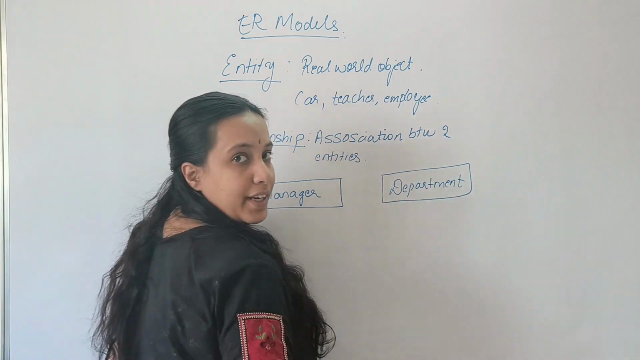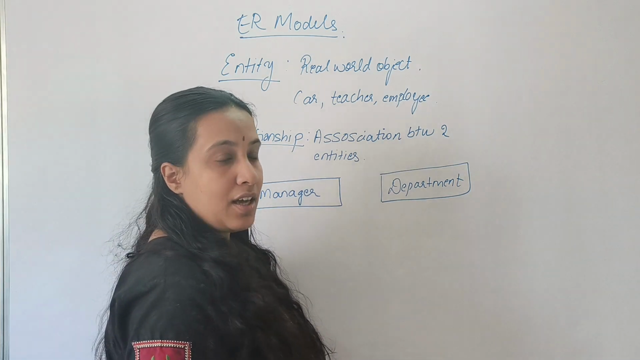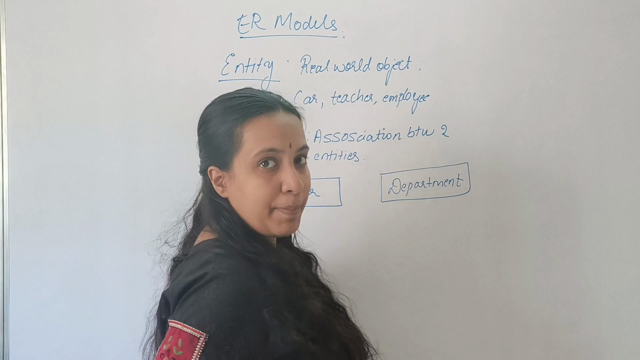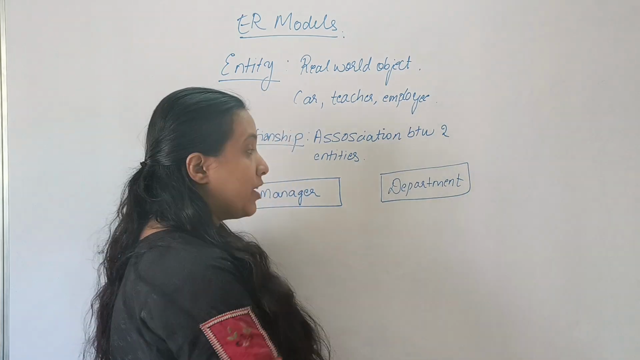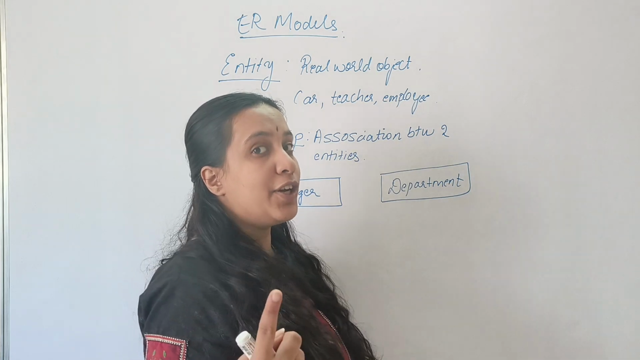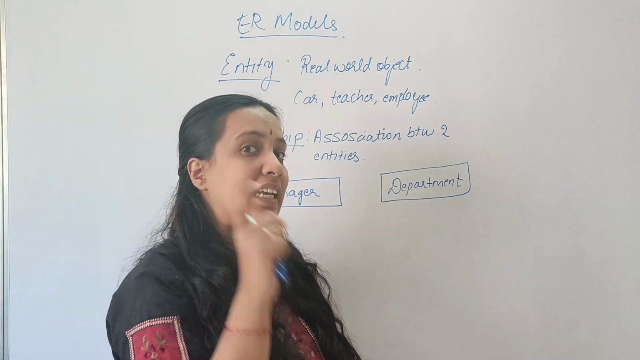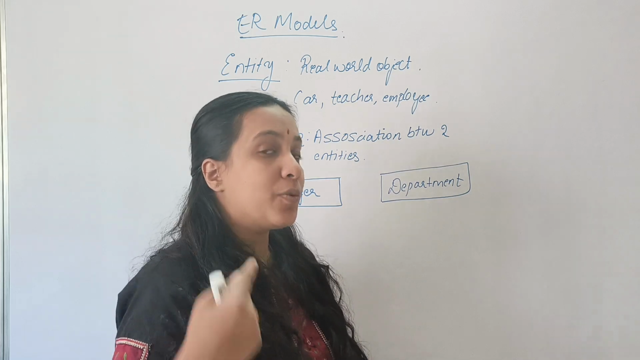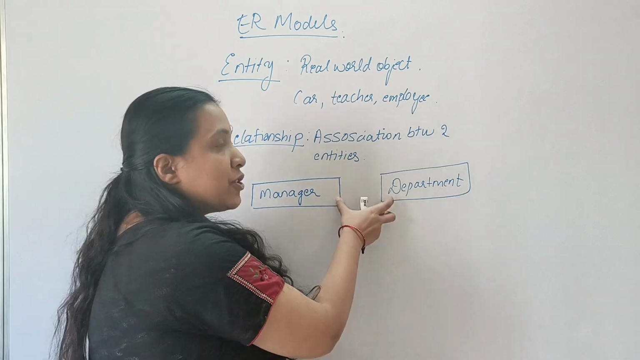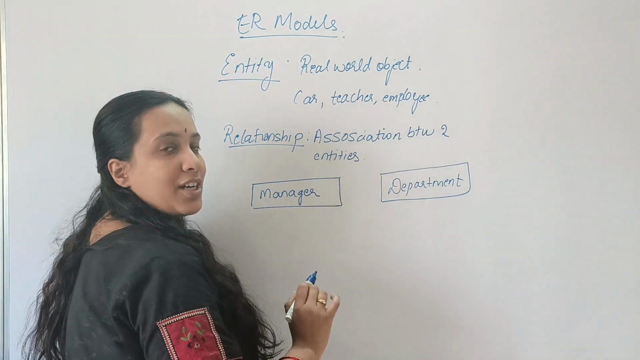Now I have two entities in my database. Now I have to explain to a third person that I have stored the details of managers, I have stored the details of departments. Now what is the relation between these two? Why am I storing them together? In the first video I told the word related: a database has related data together. So what is the relation between these two? Why am I storing these two in the same database? So I have to define a relation.